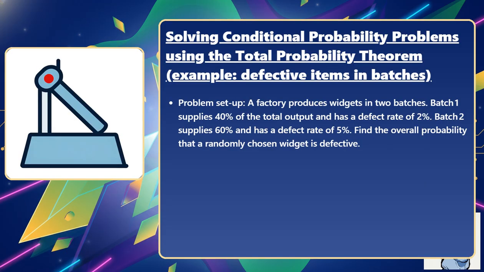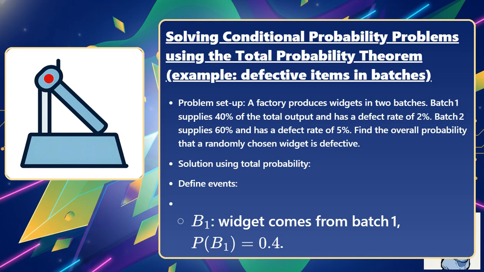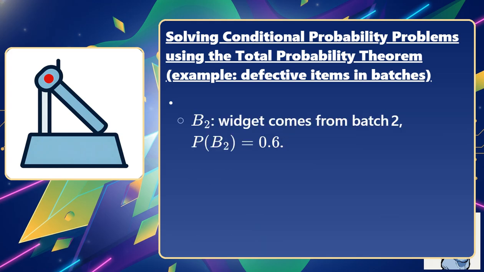Problem setup: a factory produces widgets in 2 batches. Batch 1 supplies 40% of the total output and has a defect rate of 2%. Batch 2 supplies 60% and has a defect rate of 5%. Find the overall probability that a randomly chosen widget is defective. Solution using total probability. Define events. B1: widget comes from batch 1, probability of B1 equals 0.4. B2: widget comes from batch 2, probability of B2 equals 0.6.